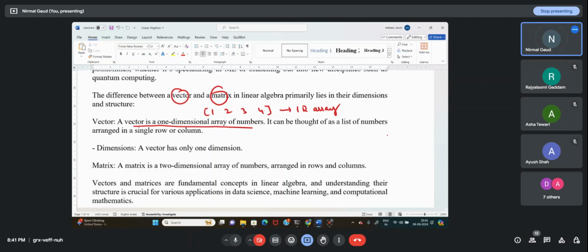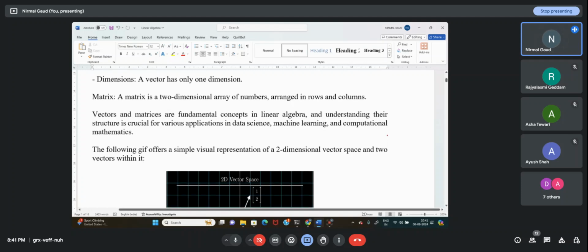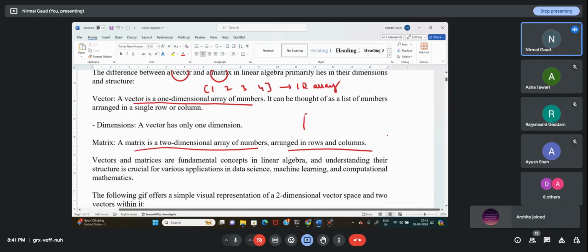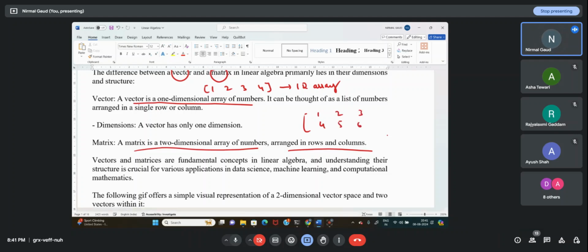However, a matrix is a two-dimensional array of numbers arranged in rows and columns both. Okay, fine. So like this: 1, 2, 3, 4, 5, 6. That's what I said, high order. So this is 1D. This can be like 2D, 3D, even more. All right, that's the difference.